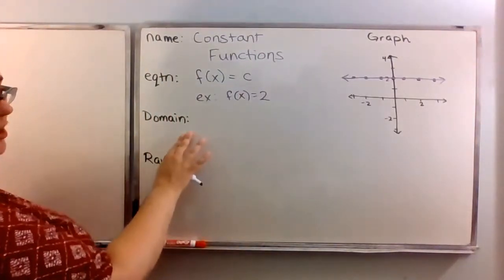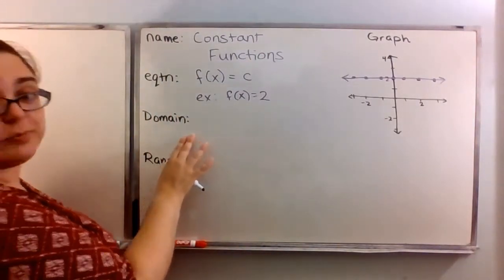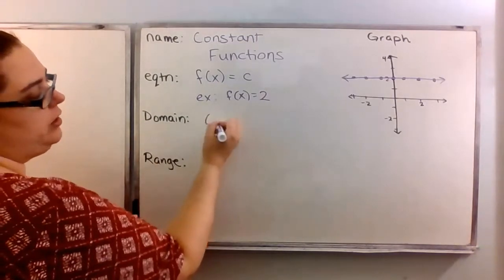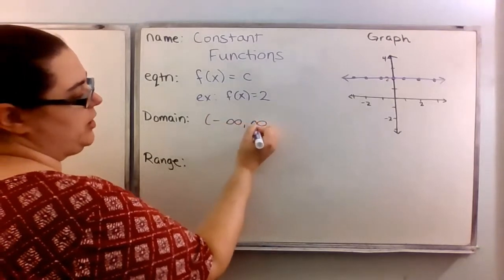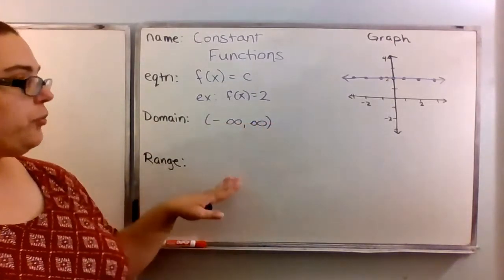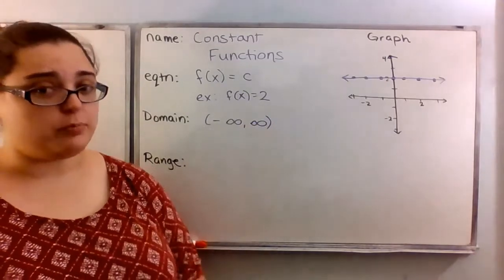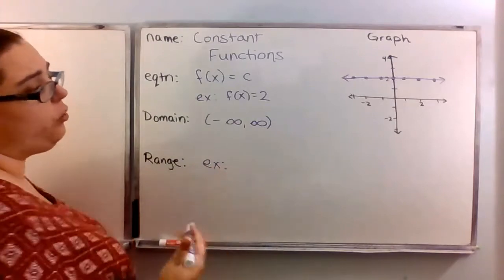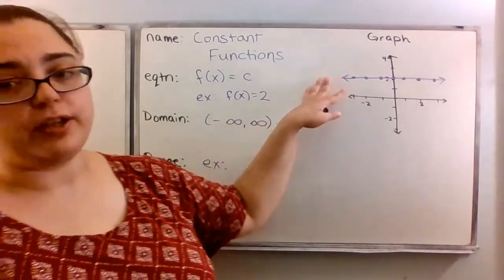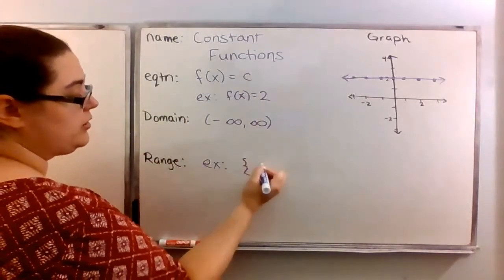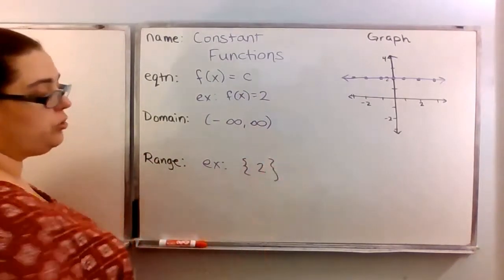For the domain, you can give me any number you want. I'm just going to spit out the same answer each time, but you can give me any real number. There's no problem there. So our domain is from -infinity to infinity. For the range, for this particular example, we have a particular range. The only possible answer I could have given you here was 2. So our range is going to be the set containing 2.